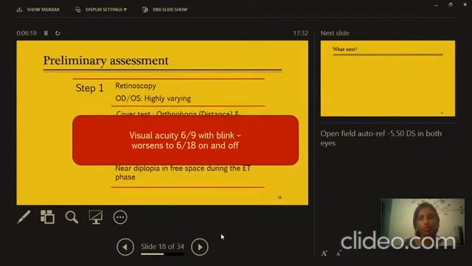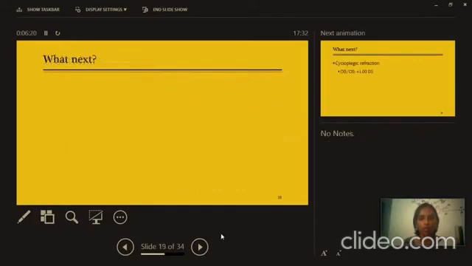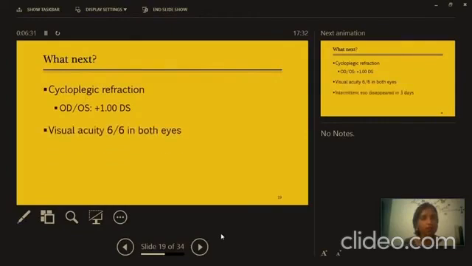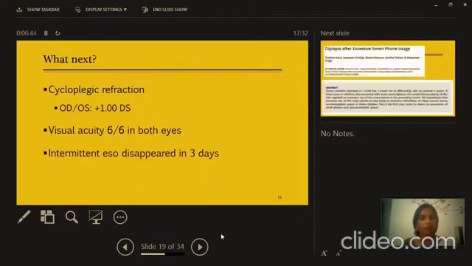So I want to ask ma'am, but before I ask, I'll just give other key parameters that we measured in this case, which is the cycloplegic refraction that we had done. After cycloplegic refraction was done, post-cycloplegia visual acuity was measured, and it was found to be 6/6, 45 minutes after the cycloplegic instillation itself, and the intermittent esotropia disappeared in 3 days.